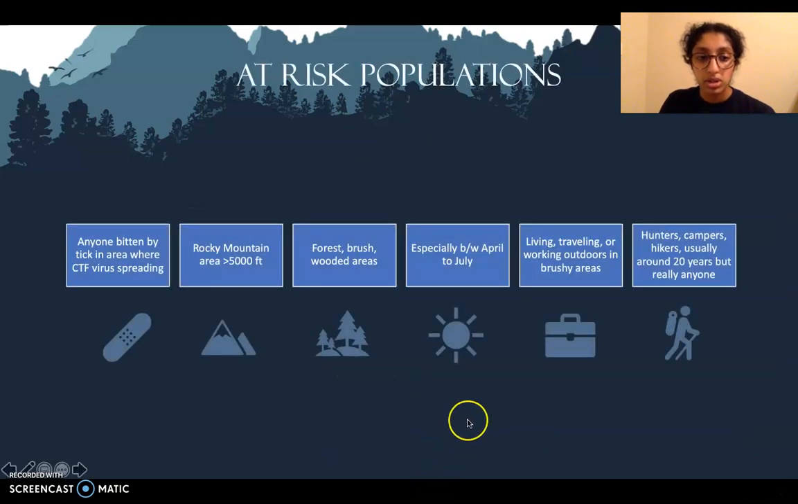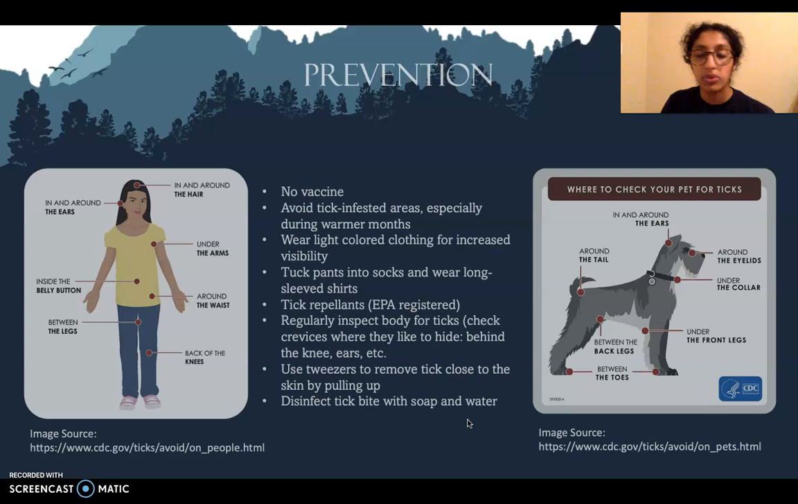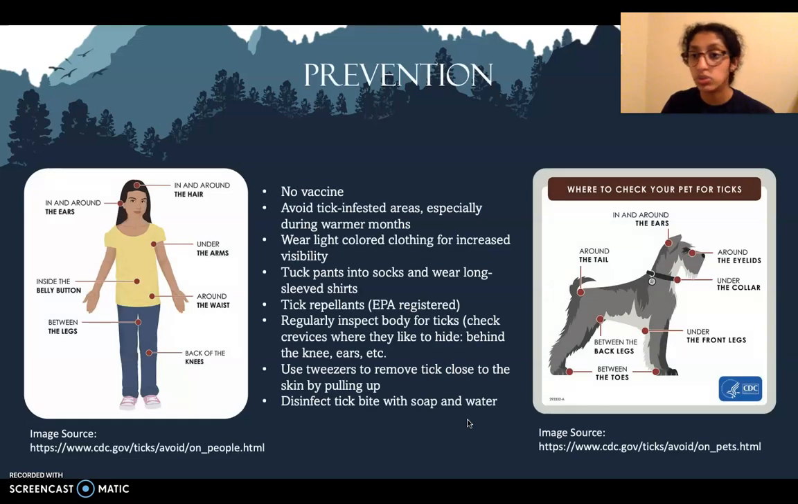At-risk populations include anyone who's been bit by a tick in an area where CTF virus is spreading, so basically anyone. Rocky Mountain area, again above 5,000 feet, forest, brush, or wooded areas, especially in those summer months when ticks are most active. People are living, traveling, hiking, camping in those areas. Prevention, there's no vaccine, so just avoid tick-infested areas, especially during those warmer months.